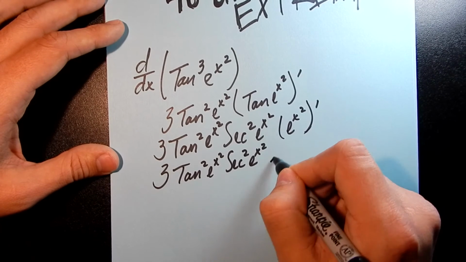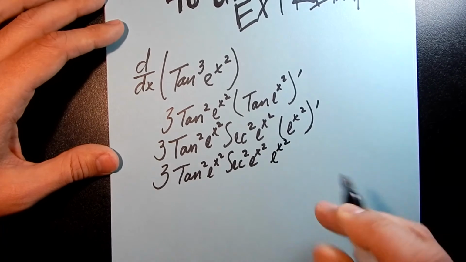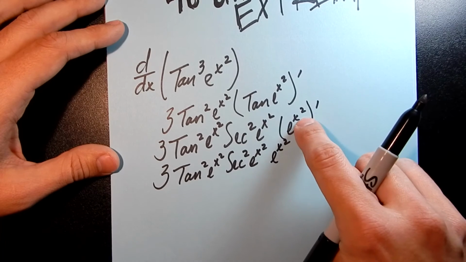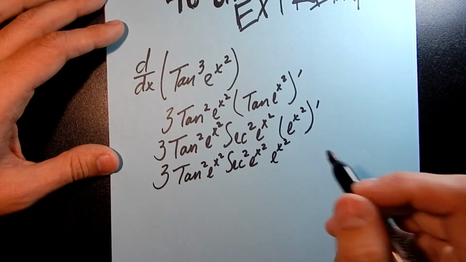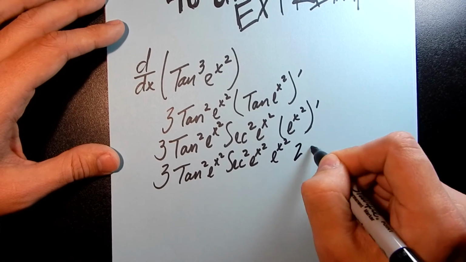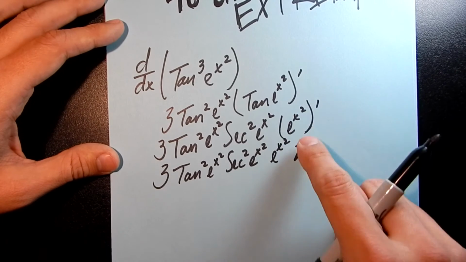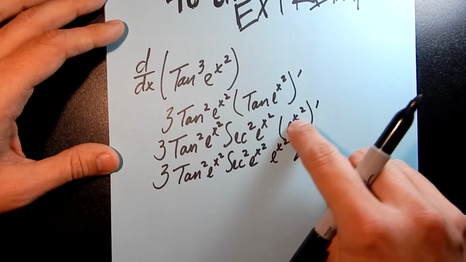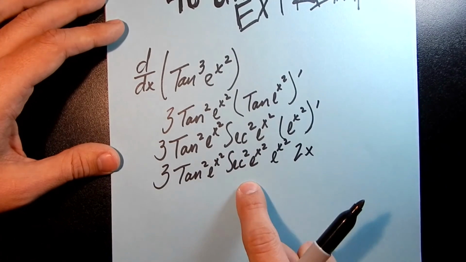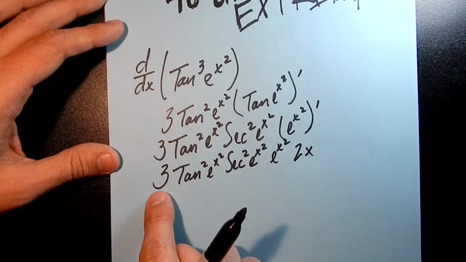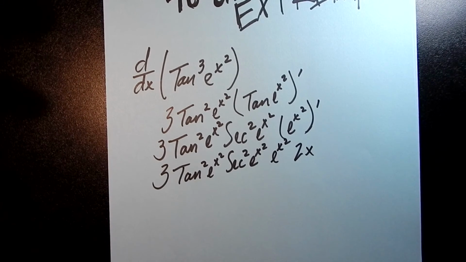So I've got e to the x squared. Now I have to think about the derivative of this piece. Well, the derivative of x squared is going to be 2x. That would have been the chain rule part there, but if you're doing a problem like this, you should know what the derivative of x squared is. It's 2x. So this is our answer.